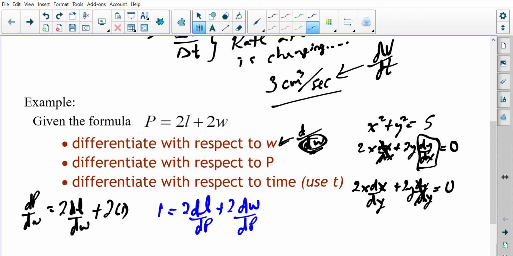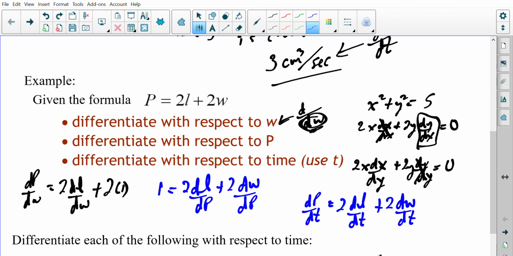Well, if I took that same formula and now differentiate with respect to t, which is neither of these three variables, I just have to do my differential each time. So it's going to be dP over dt equals twice the derivative of L with respect to time, plus 2 dw over dt. Now, assuming that this is perimeter equals twice the length plus twice the width, which is how you get the perimeter of a rectangle, we should be able to interpret what this last one means, not so much these first ones. This last one will be in line with how we're going to do most of these application problems we're going to run into.